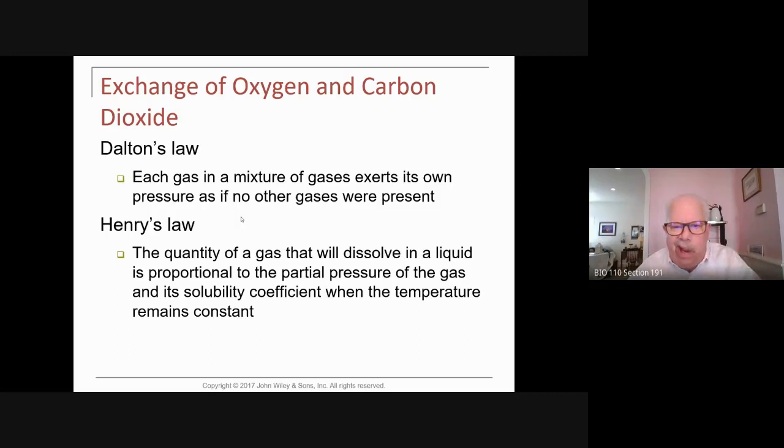So now you're breathing 100% oxygen. That's Henry's Law. The quantity of gas that will dissolve in a liquid is proportional to the partial pressure of that gas when the temperature remains constant. All she has to do is change your atmosphere. Your atmosphere now is breathing 100% oxygen. That's Henry's Law. Any questions on that?